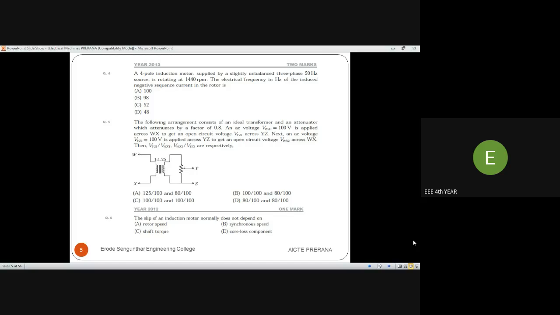Rotor speed depends on the slip. Synchronous speed depends on the slip. Shaft torque is directly proportional to the slip value, so torque is also a dependent value. The one that is not dependent is the core loss component. So the correct answer is D, core loss component.